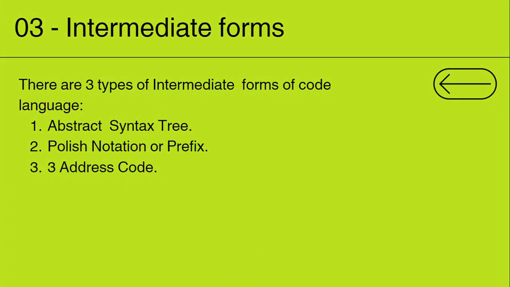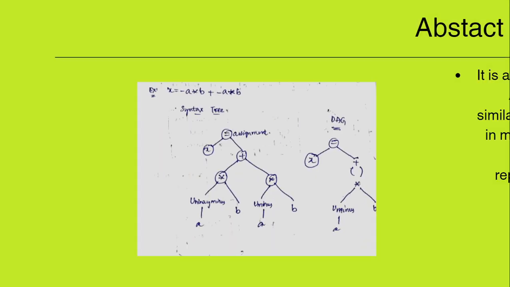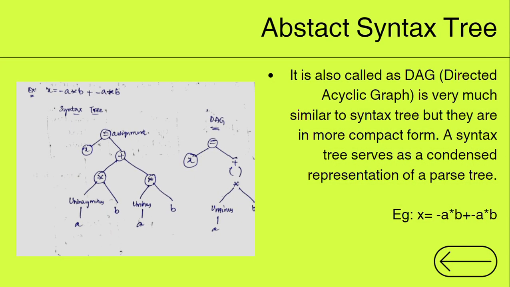So the third one is the forms. There are 3 types of forms: abstract syntax tree, polish notation or prefix, and 3 address code. The first one, abstract syntax tree, is also called a DAG, that is a directed acyclic graph. It is very similar to a syntax tree, but in a more compact form. A syntax tree serves as a condensed representation of the parse tree.